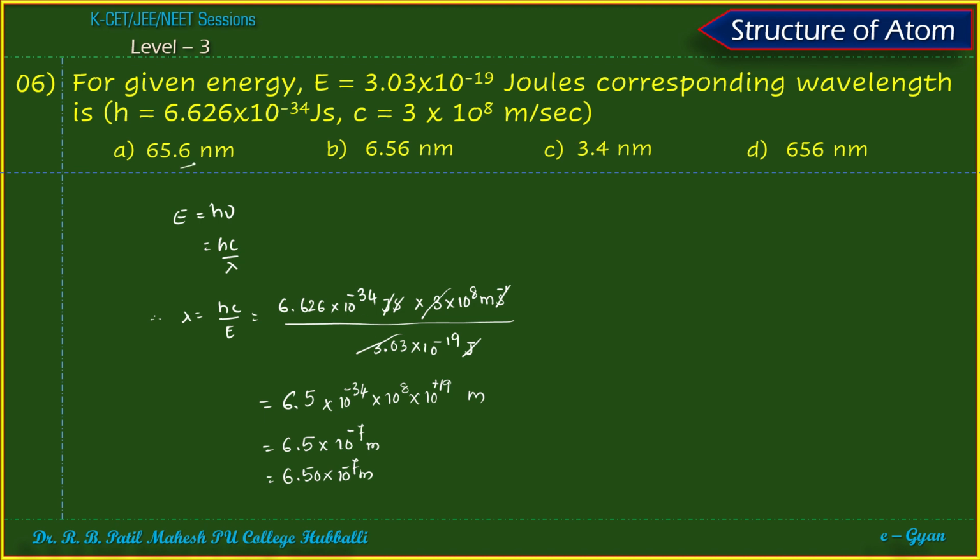But with respect to the answers, they are 6.56. So you can take this as 6.56 into 10 to the power minus 7 meters, which can also be written as 656 into 10 to the power minus 9 meters, and which can also be written as lambda is equal to 656 nanometers. So the correct option is option D.